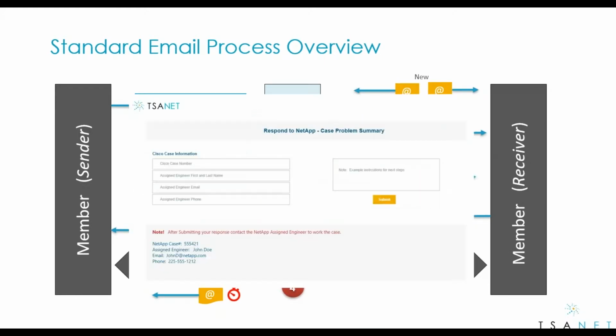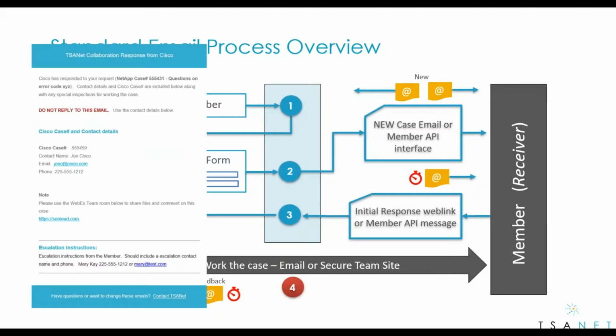But at some point, the receiver will go in and give information about their case, so what their case number is and who the assigned engineer is. And that will trigger the final email that goes to the sender. This is essentially giving them information on, here's our case number, here's how you work with us. And again, here's just an example.